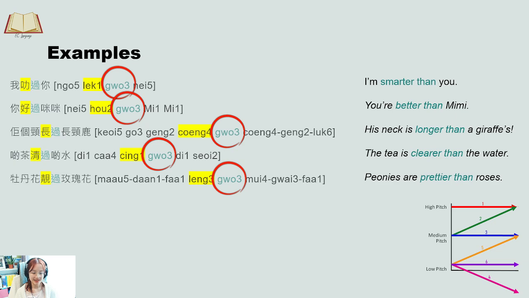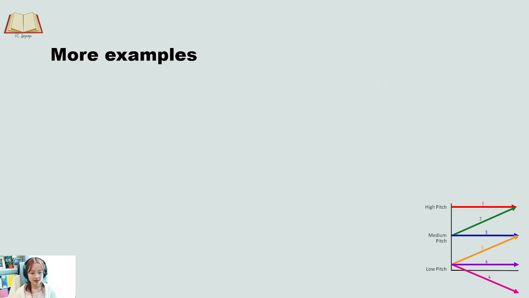Notice that the adjectives here are placed before gwo, and this together with gwo is placed in between two different nouns or noun phrases. Now what if you had longer, slightly more complex adjectives? Let's have a look.